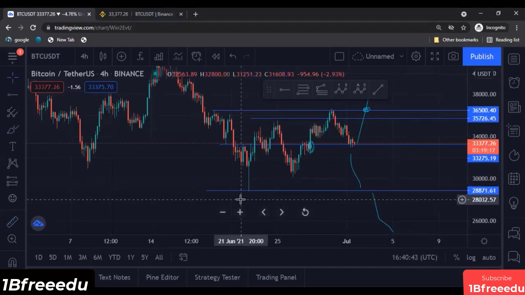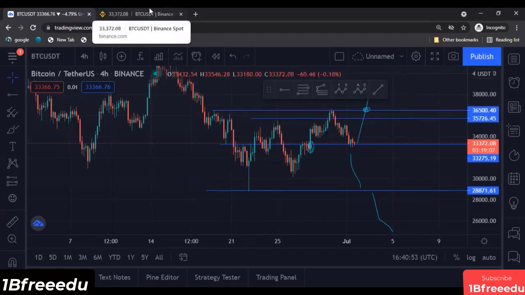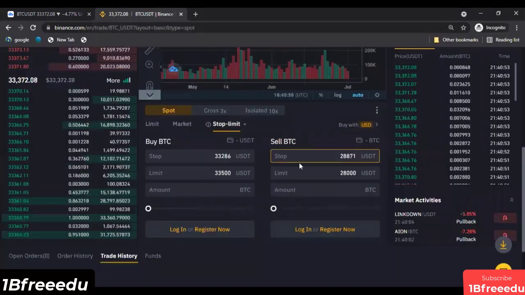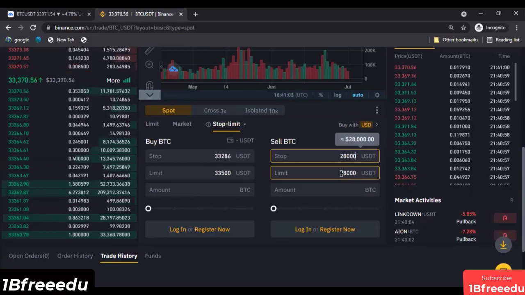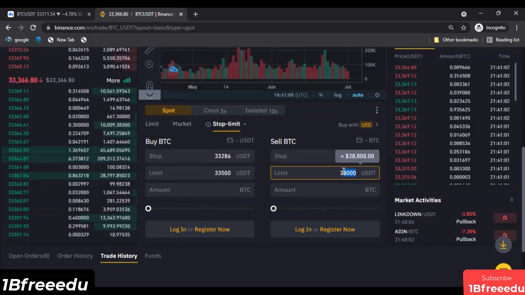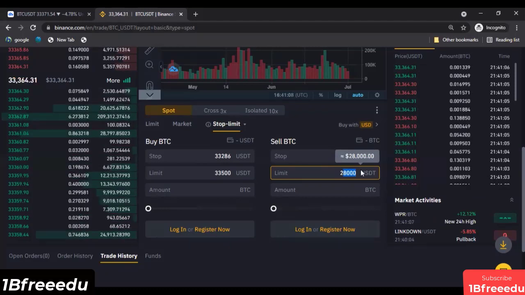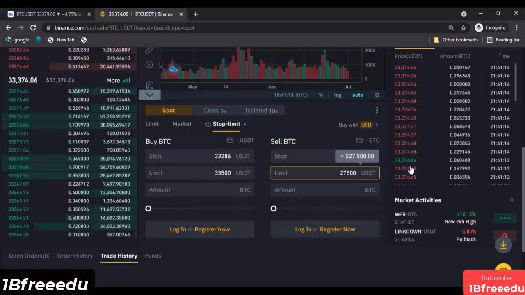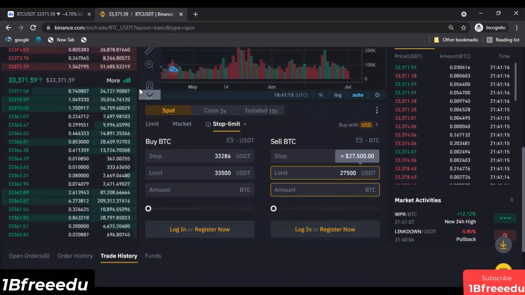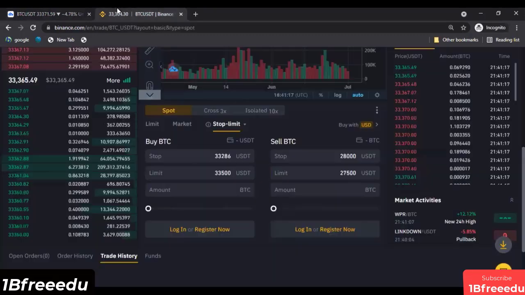You might be wondering how we might use this in spot trading. This is mainly used for scalping and for futures trading, which I do not recommend if you are a newbie. So how to place this order: while you are selling, you can say that at 28,000 this order will be activated, and if the breakdown is confirmed, you can say that at 27,500 it will sell all your holdings. So this is how the stop limit works when selling.